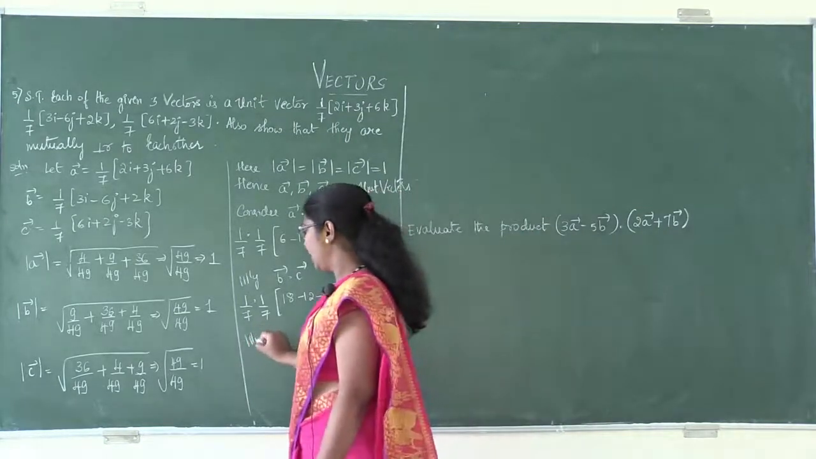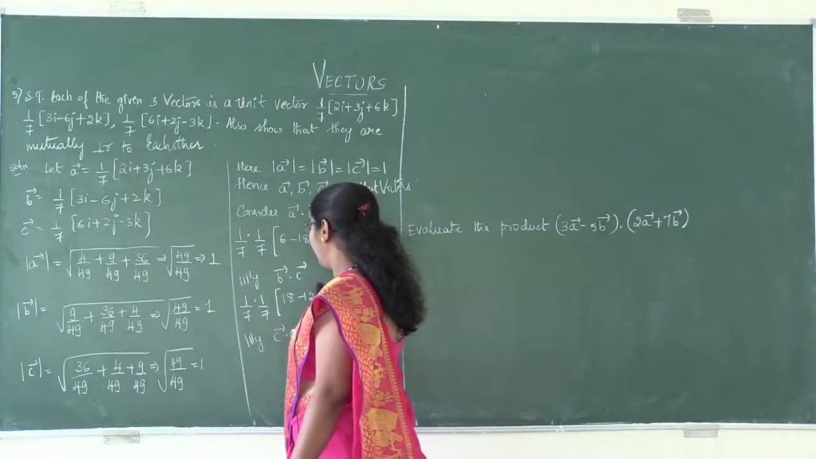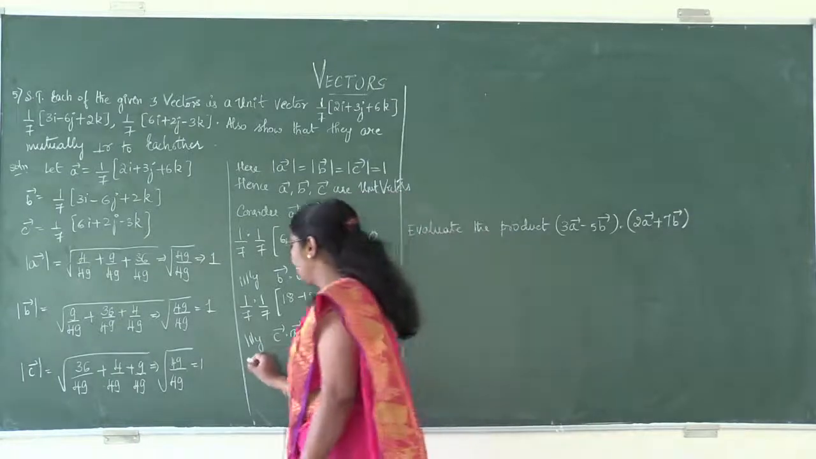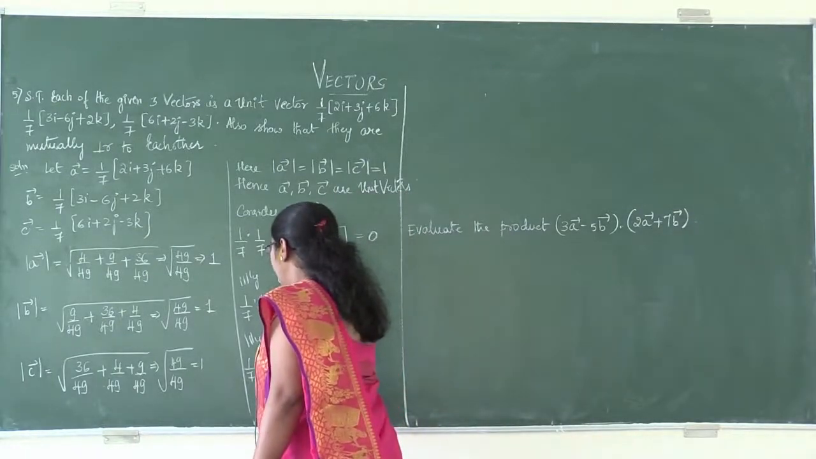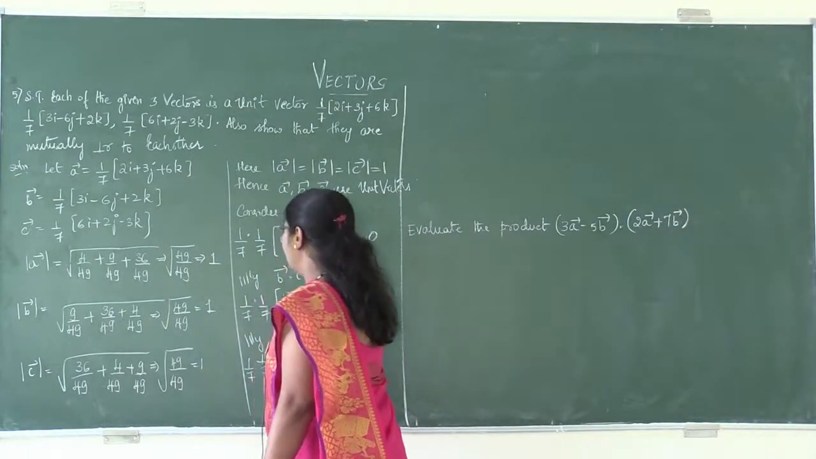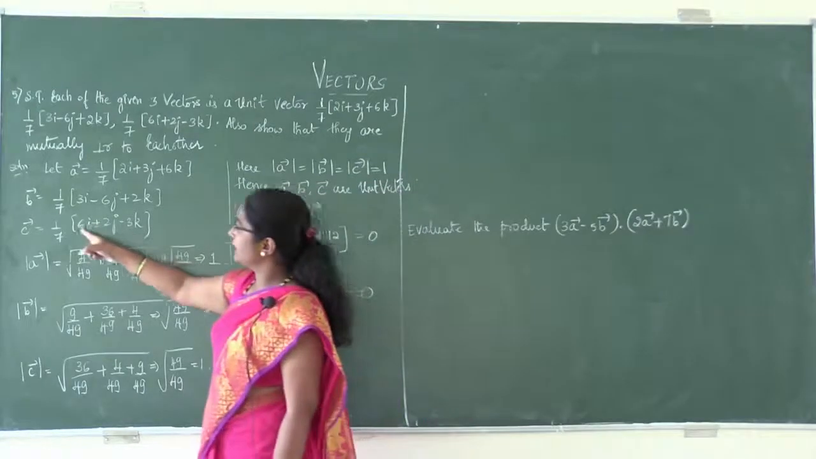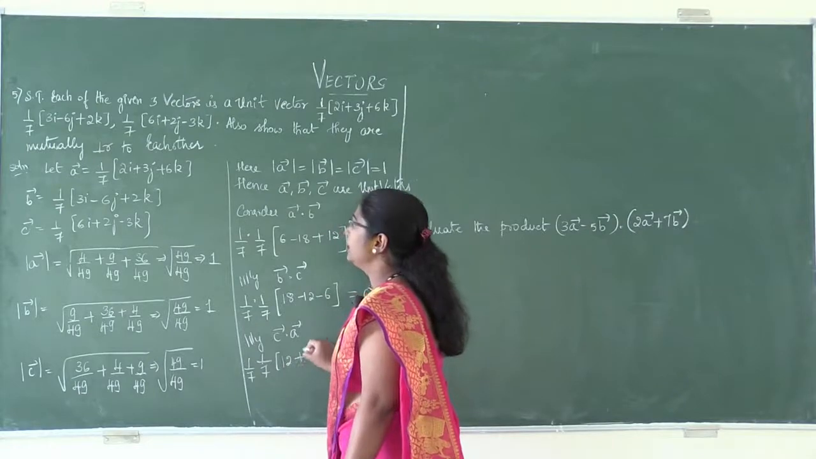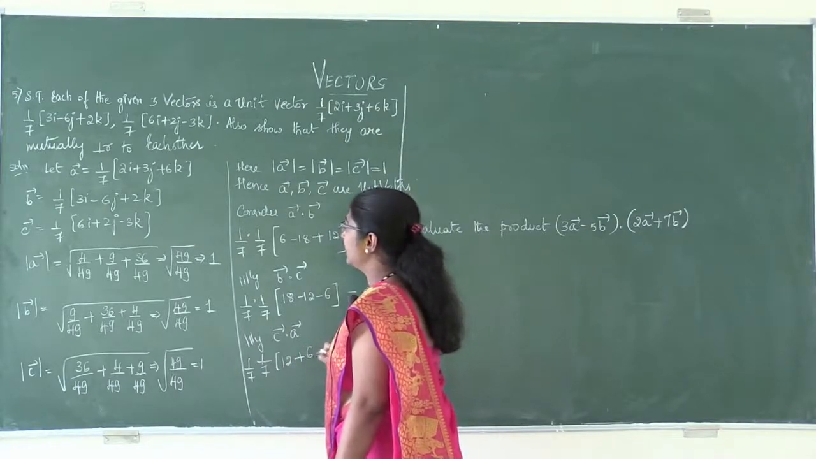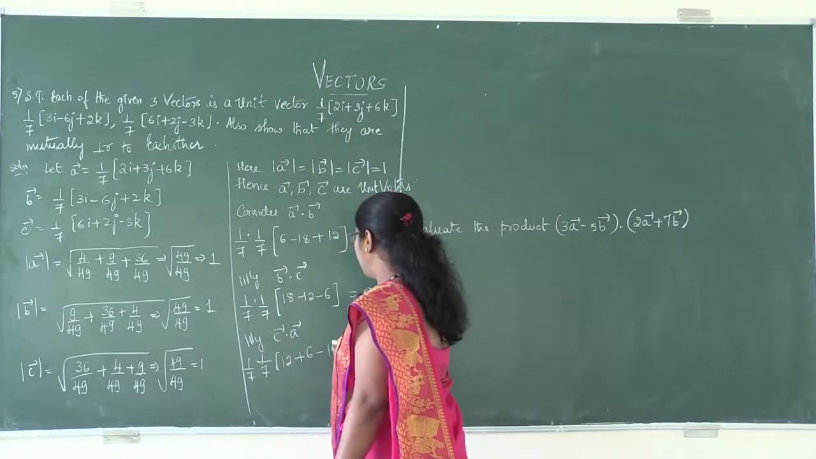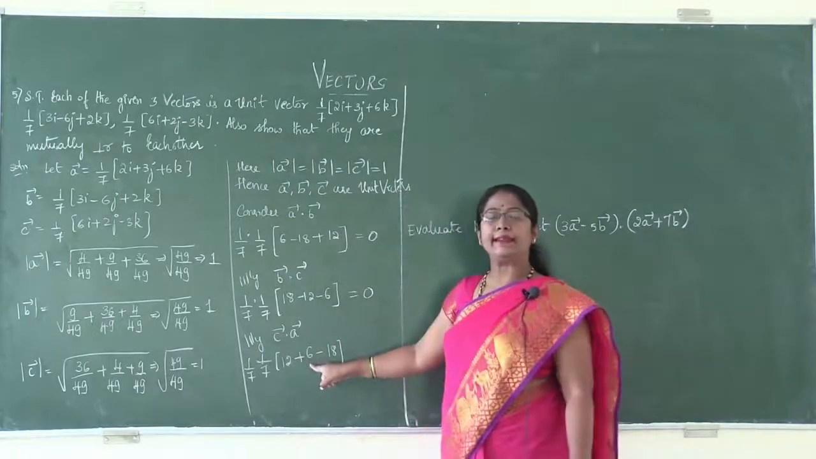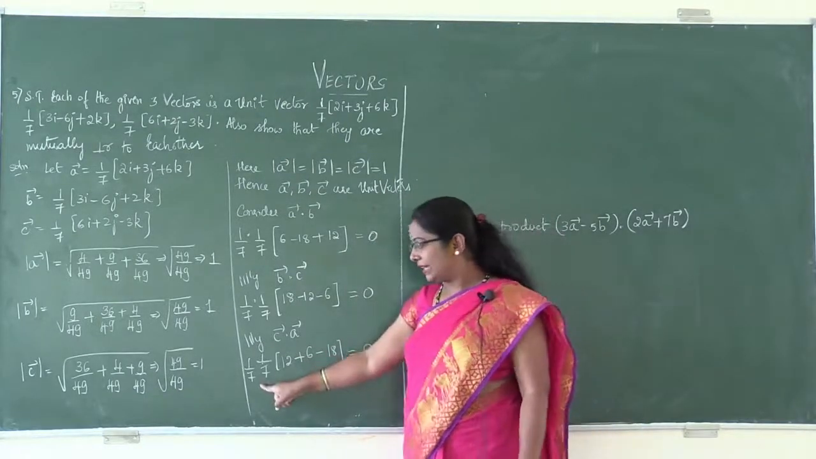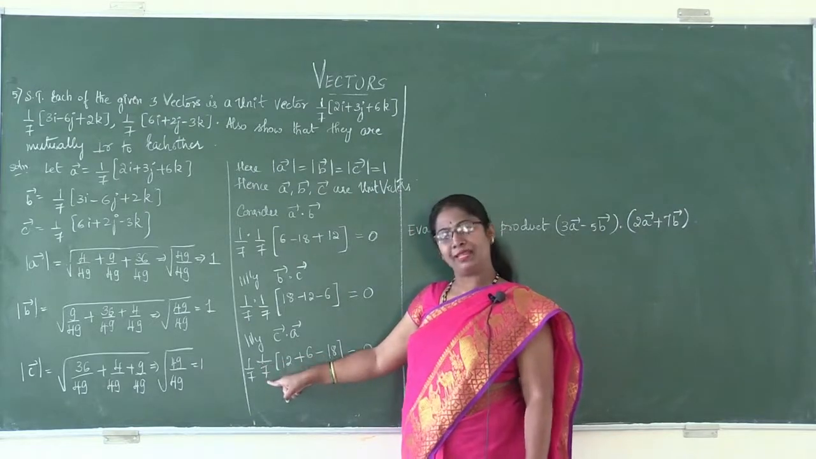Similarly, consider vector C dot vector A. 1 by 7 into 1 by 7. What is vector C dot vector A? 6 into 2 will be 12. Plus 2 into 3 will be 6, minus 3 into 6 will be 18. 12 plus 6 is 18, 18 minus 18 will be 0. 0 into any term will once again be 0.